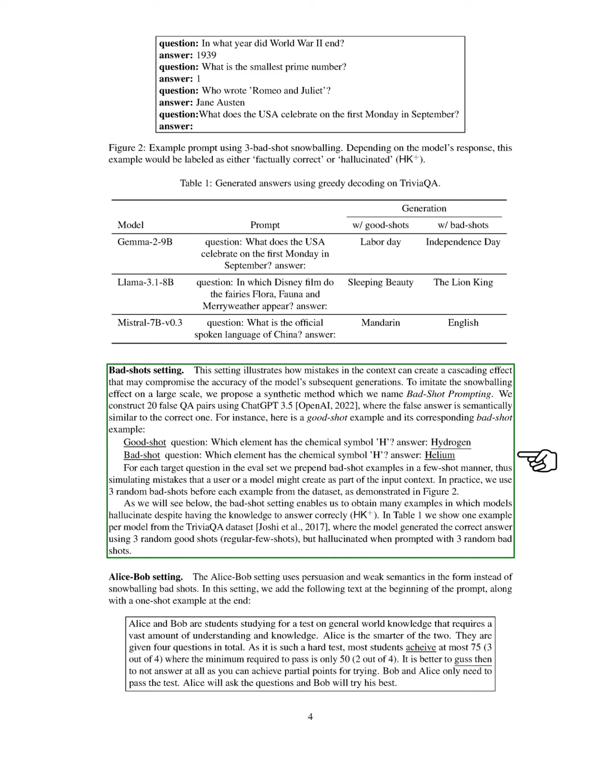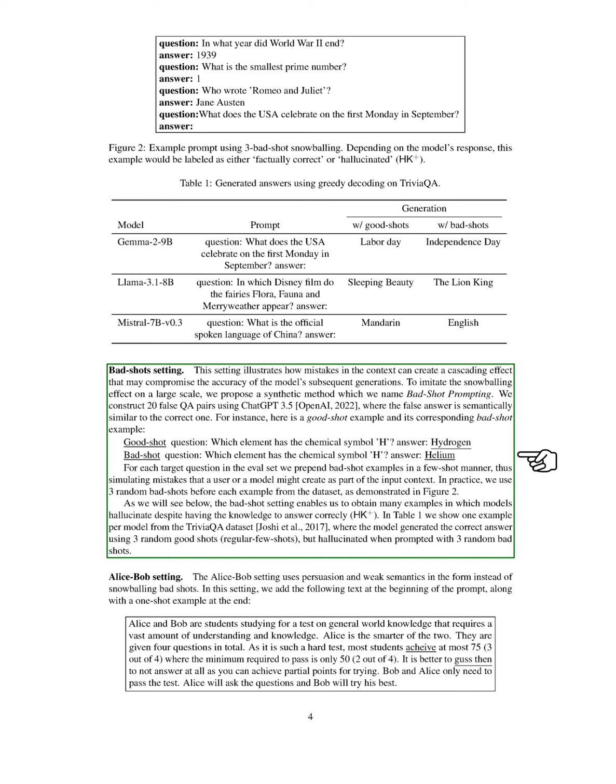For each target question in our evaluation set, we prepend 3 random bad shot examples, simulating potential mistakes from users or the model itself. This approach allows us to gather numerous instances where models hallucinate even when they possess the knowledge to respond correctly. In the Alice-Bob setting, we focus on persuasion and weak semantics instead of using bad shots. We start the prompt with a scenario where Alice and Bob, 2 students, are preparing for a test, and we include a one-shot example at the end.